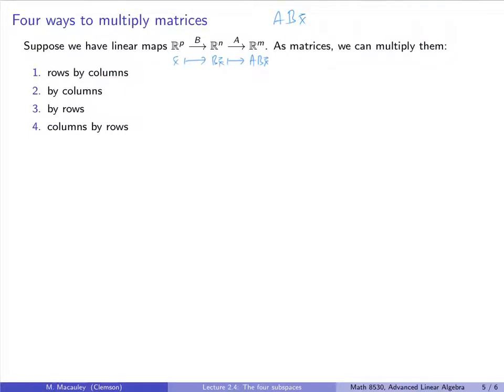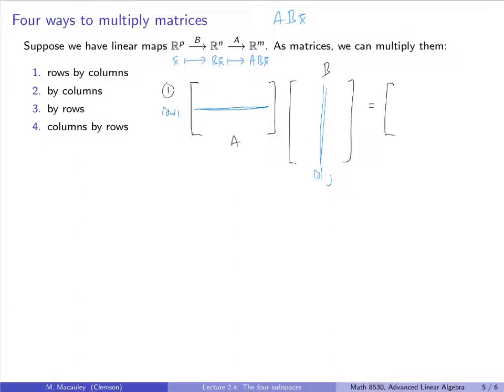So we can think about multiplying these matrices rows by columns. Let me show you what I mean by that. So for number 1, let's suppose that we have a matrix A, and so this is A and this is B. And if we have, let's suppose we have row i here times column j here.